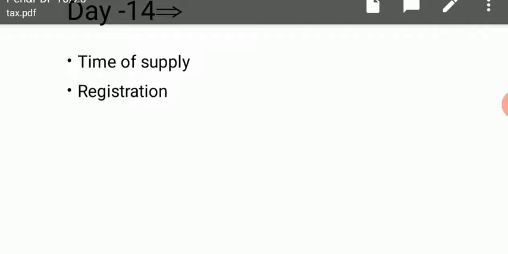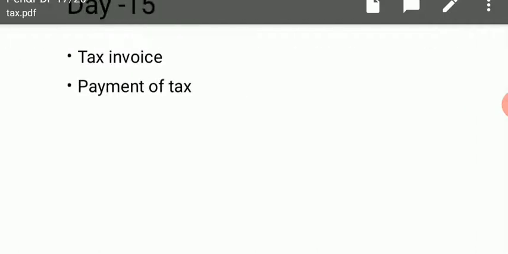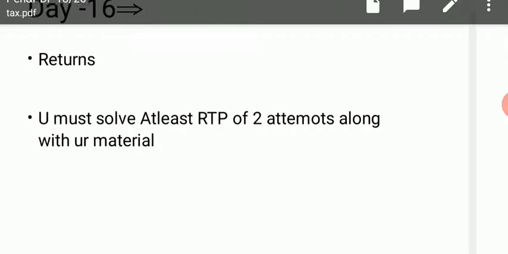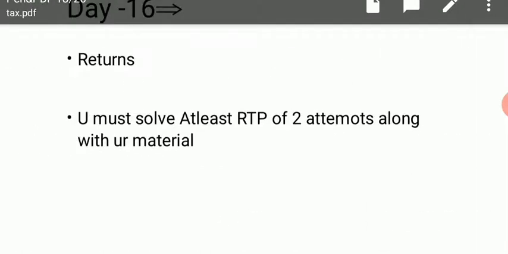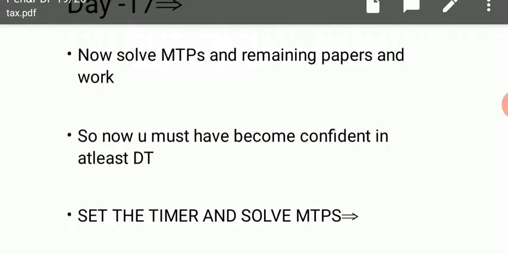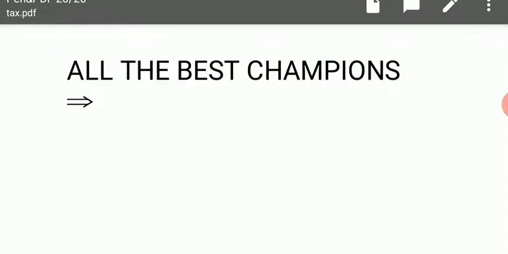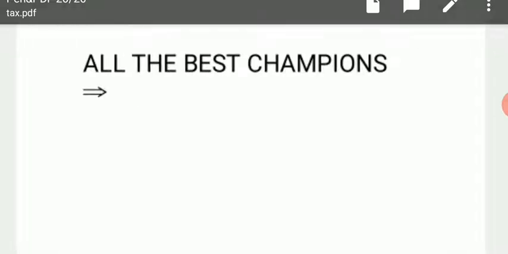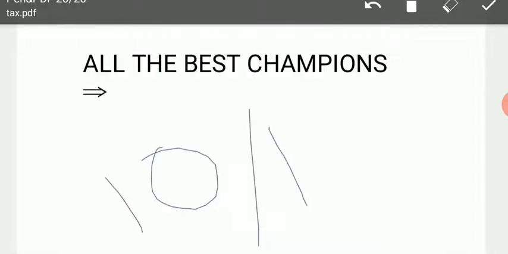Then on day number 14, time of supply and registration. Day number 15, tax invoice and payment of tax, and day number 16, returns. Now your GST syllabus is also completed in 5 to 6 days, and now you can do your RTPs, past exam, and MTPs. So in this way your whole DT and GST syllabus will be covered in either 10 days or 15 to 16 days.